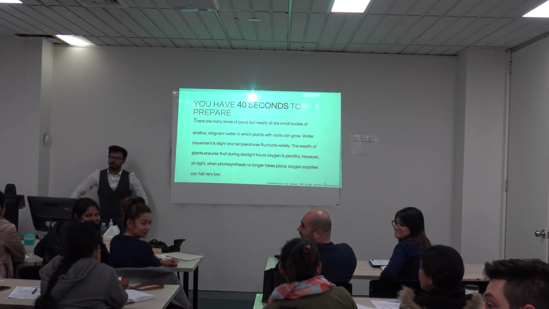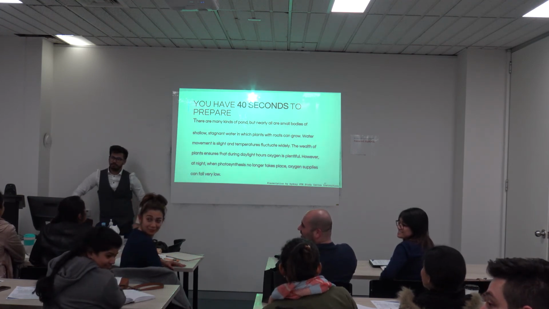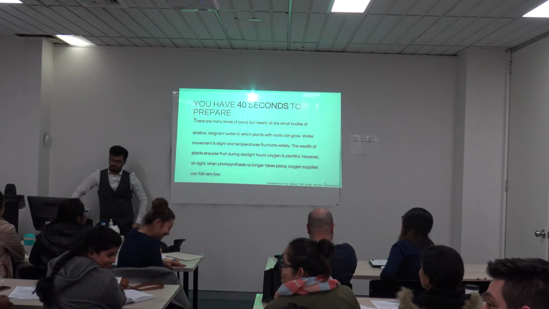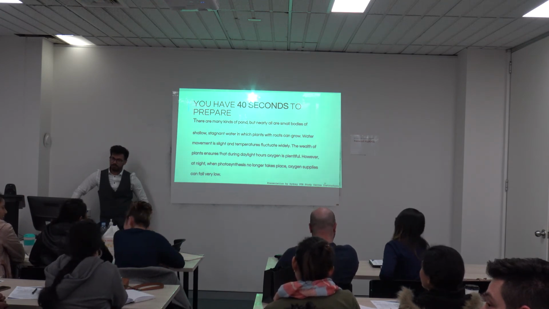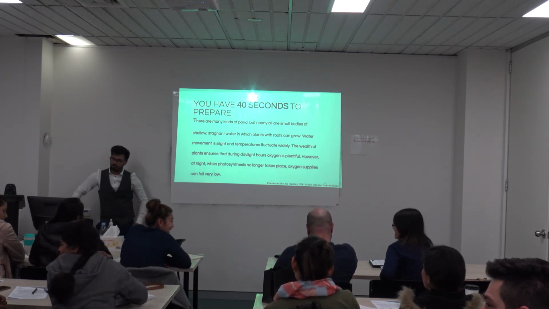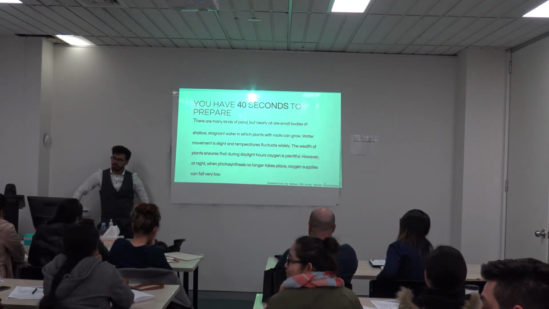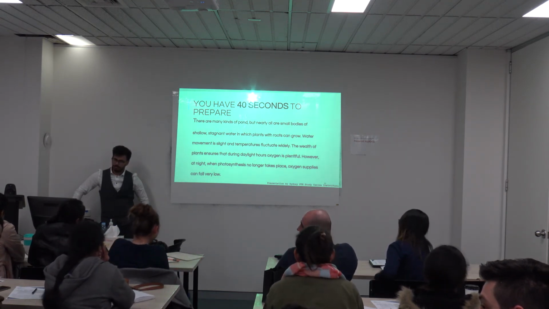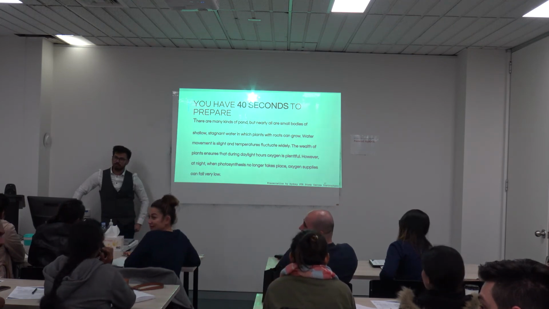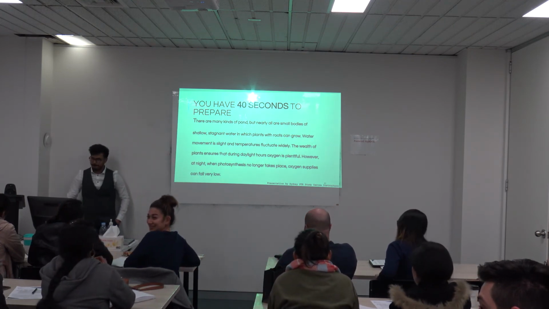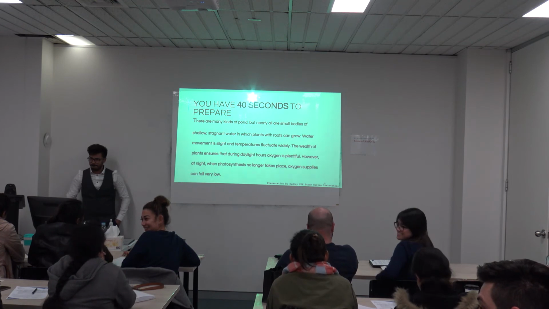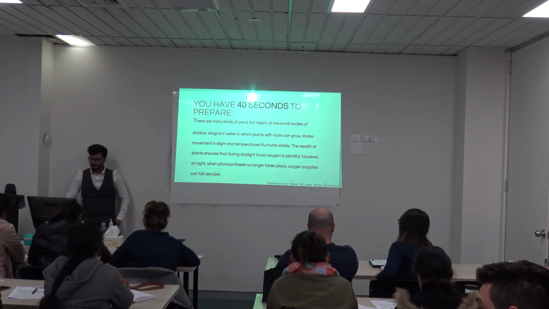There are many kinds of ponds, but nearly all are small bodies of shallow, stagnant water in which plants can grow. Water movement is slight and temperatures fluctuate widely. The wealth of plant life reveals that during daylight hours, oxygen is plentiful. However, at night, when photosynthesis no longer takes place, oxygen supplies can fall very low.